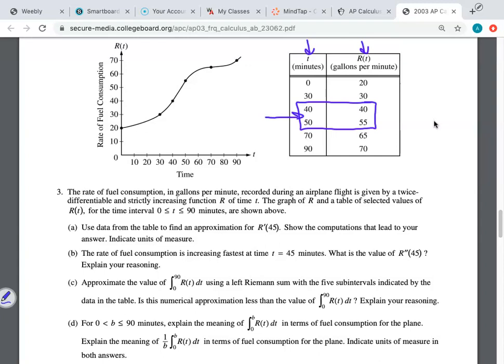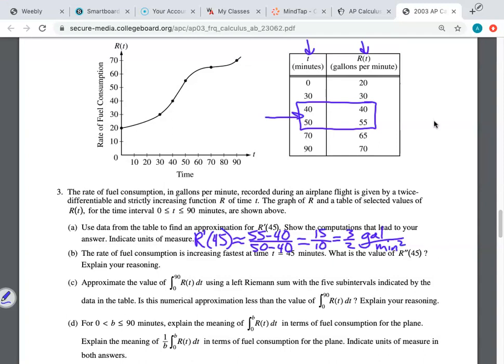So our r prime of 45 would be approximately equal to change in y over change in x. And make sure you write it as a difference quotient. You don't even have to simplify. I'm going to go ahead and at least do the differences. So you get 15 tenths or 3/2. Your units are the units of r over the units of t. So it'd be gallons per minute per minute, or gallons per minute squared.